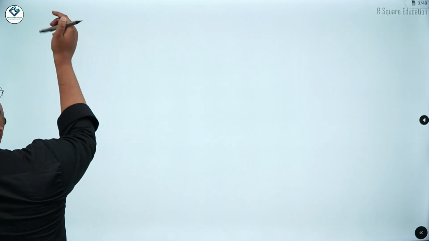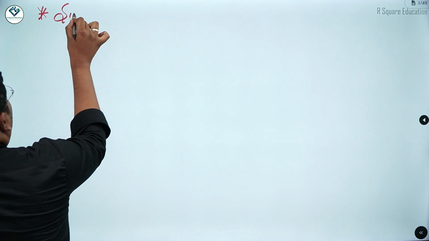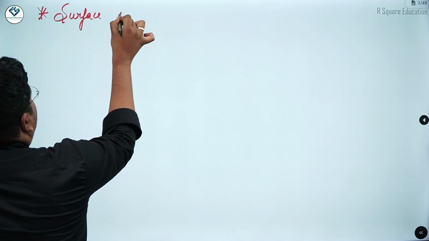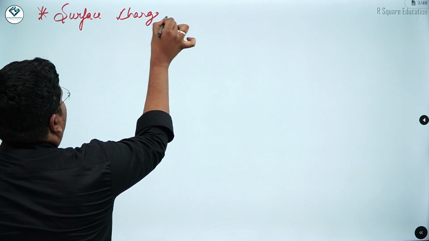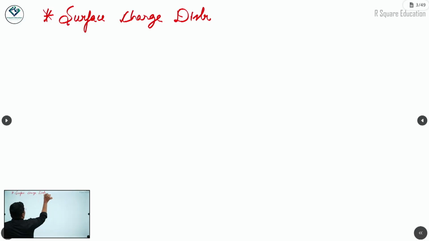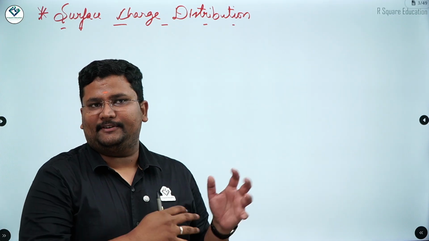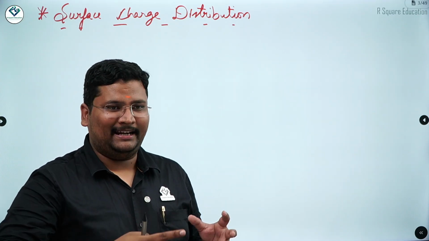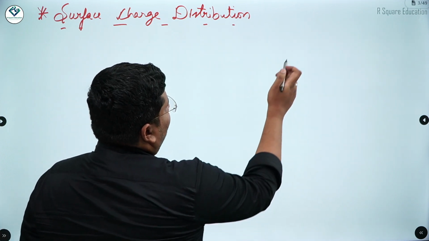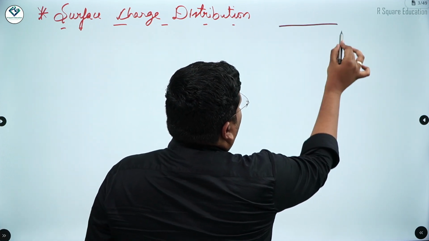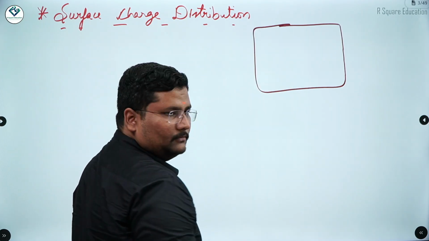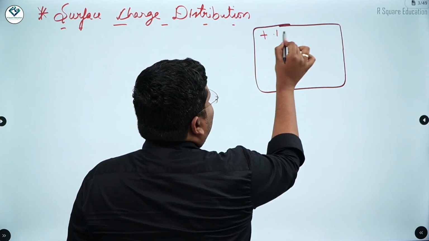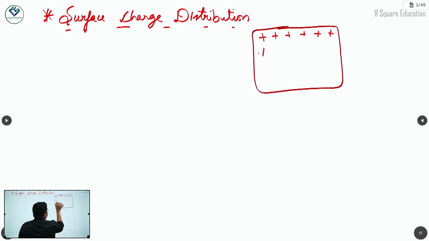And then the next part is surface charge distribution. Right? So if it is surface charge, what you will take? You will take a plane. Okay? So let me take a plane. Say you have like this, right? And you are going to distribute the charges inside the surface.